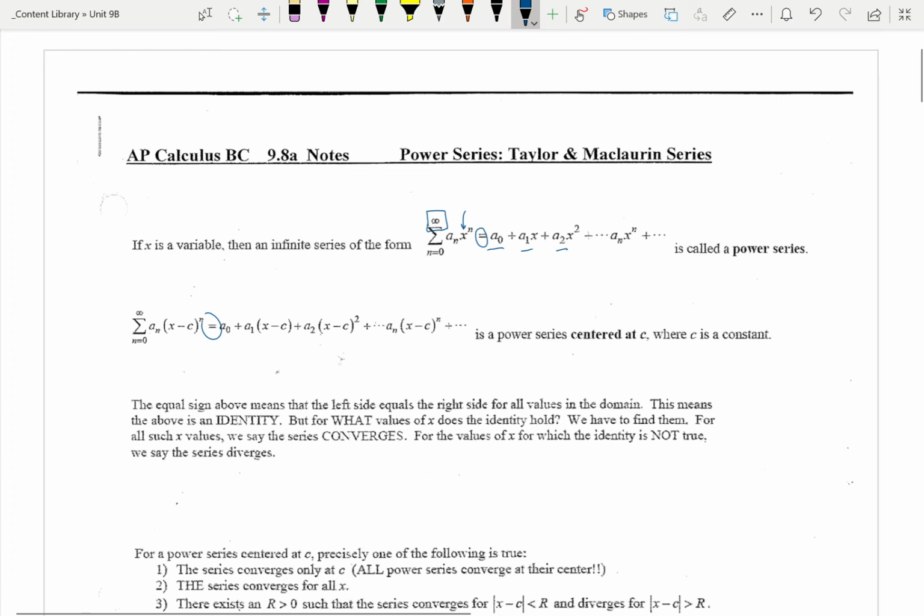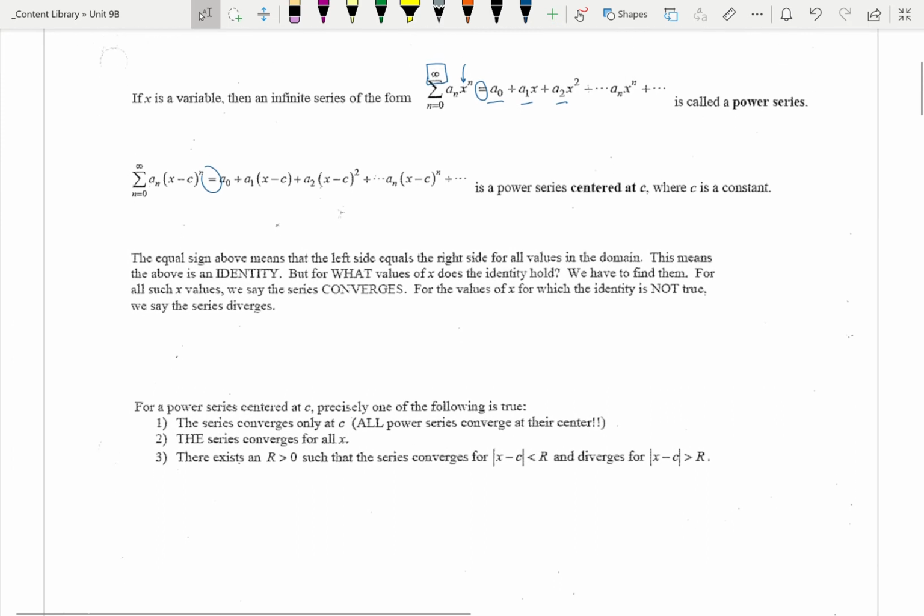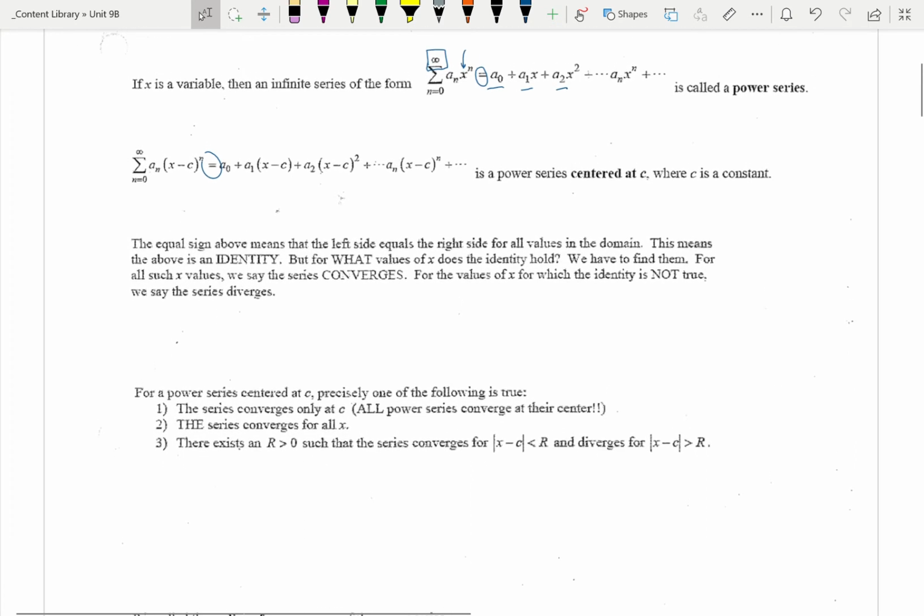But remember that sometimes we have infinite series that converge and sometimes they diverge, and that's going to depend on the value we pick for the variable x. So when we're talking about power series, we have three different possible scenarios for convergence. Okay, scenario 1 is not a very exciting scenario. Scenario 1 is that the series converges only at c.